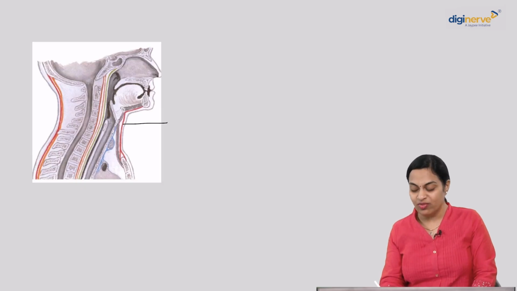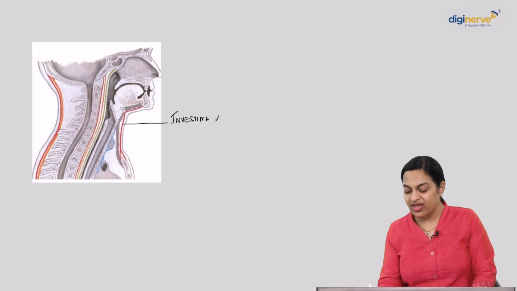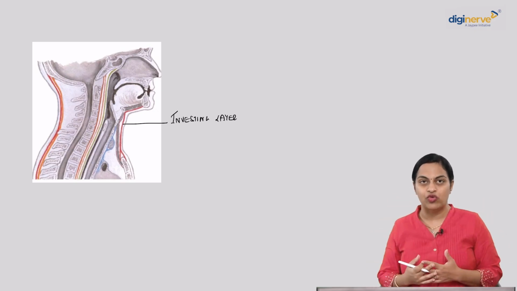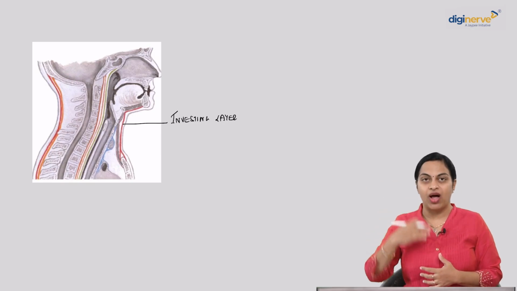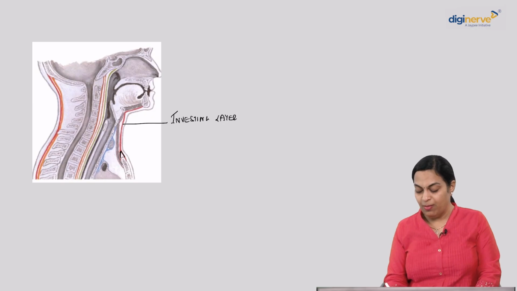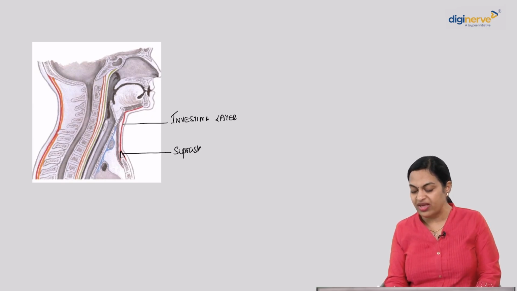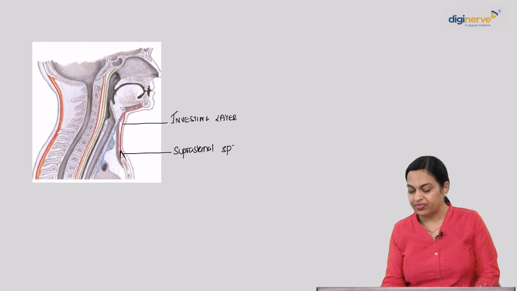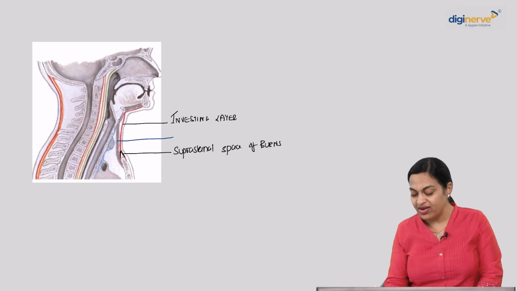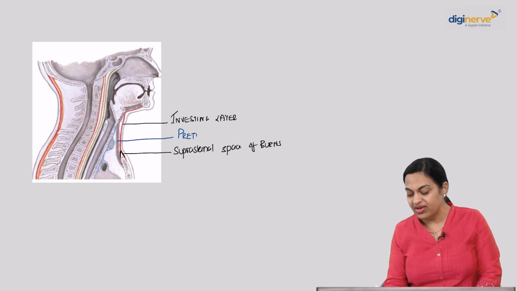So this one, the outermost, is the investing layer of the deep cervical fascia. The investing layer of the deep cervical fascia, we traced it from anterior to posterior, right? Here also, when you trace it from above to below, you can see that it encloses the space above the manubrium sterni, forming the suprasternal space of Burns. Okay. And then the next layer enclosing the thyroid gland, what is it called? The pretracheal layer.